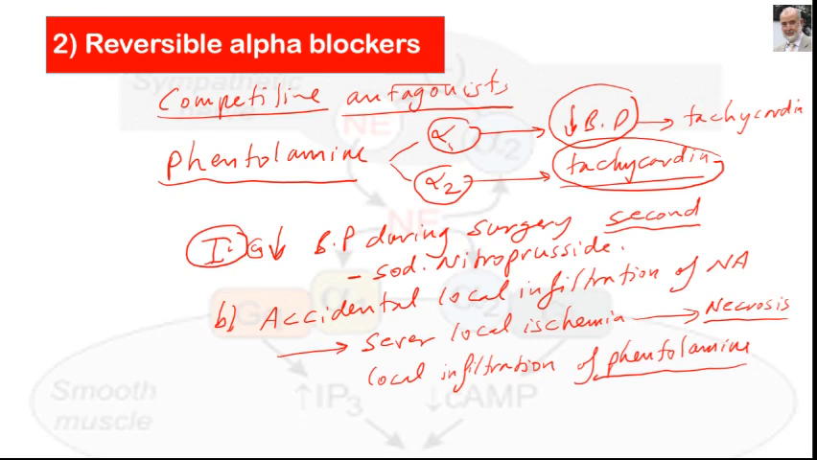It is used in case of hypertension during surgery, if we have no first choice like sodium nitroprusside, and it is used in local infiltration in cases of necrosis due to noradrenaline. Okay, so these are the non-selective alpha antagonists, which can be either irreversible like phenoxybenzamine or reversible like phentolamine. Okay, now we'll talk about the selective alpha blockers.